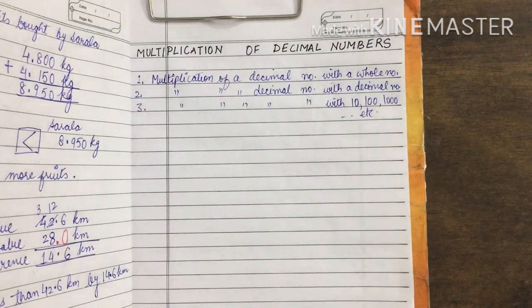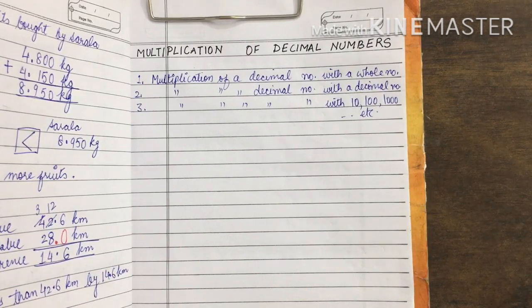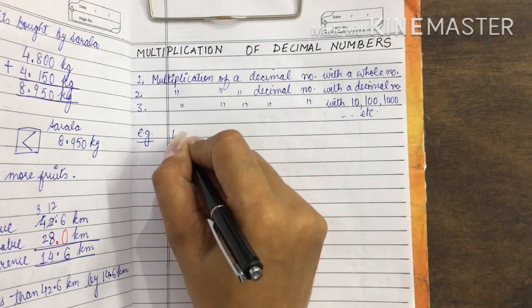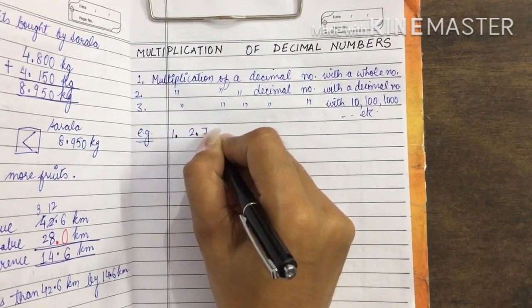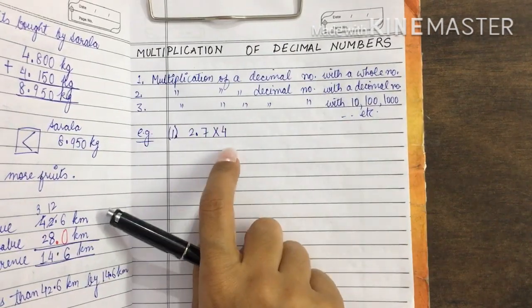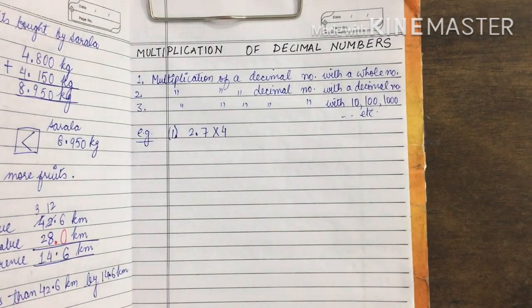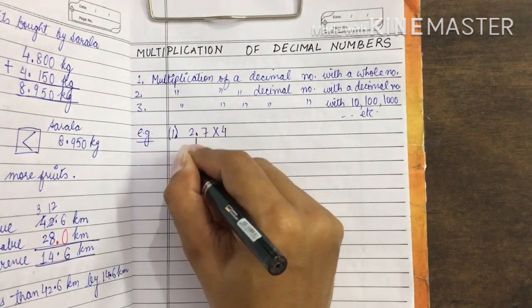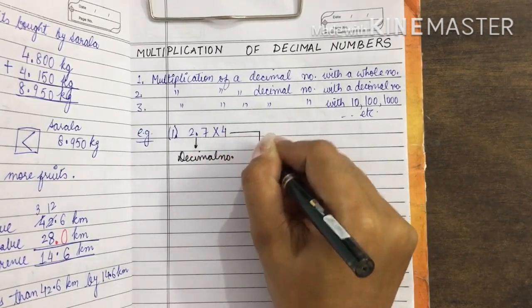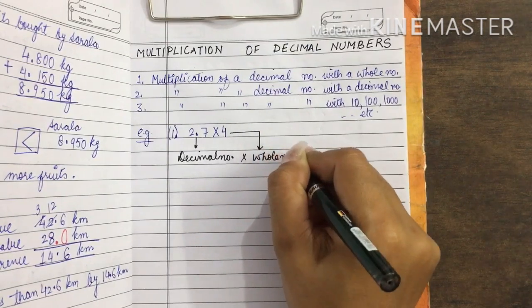Let us look at the ways in which we can do these. I'll be taking a few examples to explain how you will be doing these questions in the exercise. Now let us take a few examples. First one, I've got 2.7 multiplied by 4. Now this is a decimal number and this is a whole number. If you want, you can write down for yourself. This is a decimal number and we are multiplying it with a whole number.